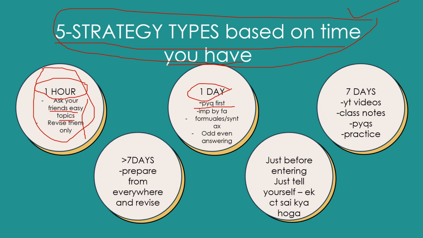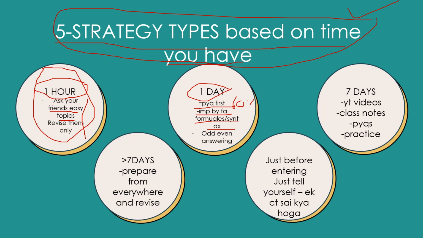First find previous year questions, finish them, and then go for important questions given by your FA or by some other FAs. So you'll cover almost 60% of your paper by doing this, or more, or at least minimum of 60% of your paper. Then memorize formulas and syntax.